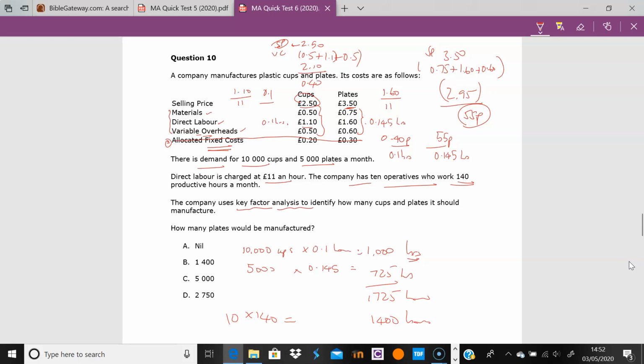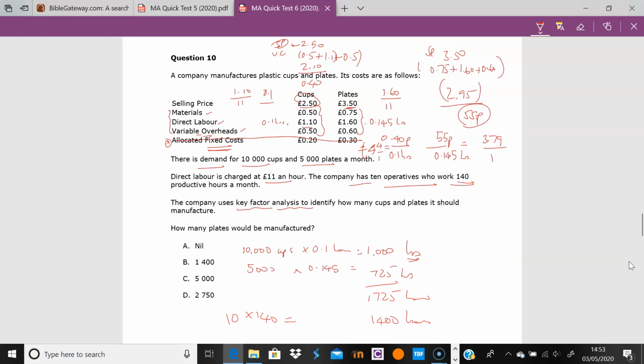So 0.4 divided by 0.1 is £4. I'm literally getting £4 every hour, which is the same thing as 4 over 1. And 55p divided by 0.145 is the same thing as 3.79 over 1. So my cups are giving me the better return. So I'll make my cups first.